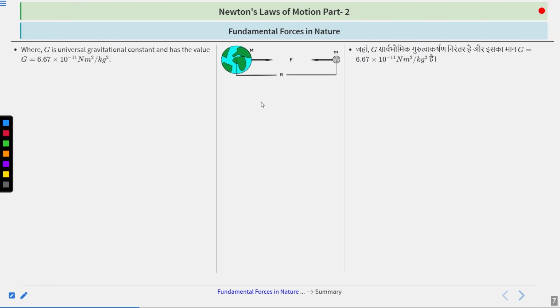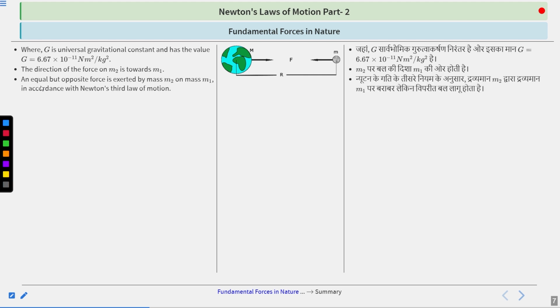Where G, if we go by the formula, is the universal gravitational constant, having the value G equal to 6.67 times 10 to the power minus 11 newton meter squared per kilogram squared. The direction of the force on m2 is towards m1.